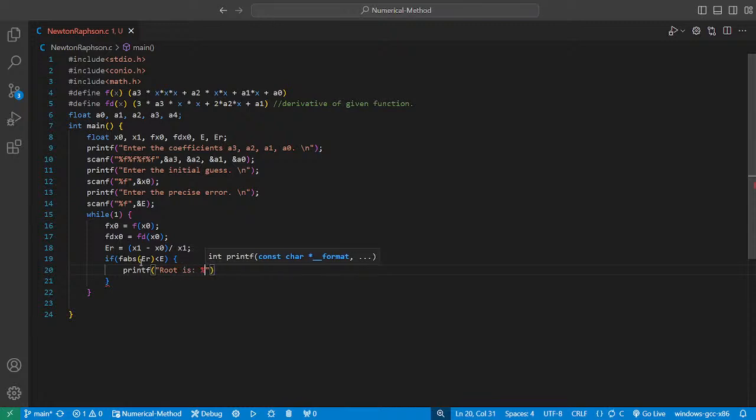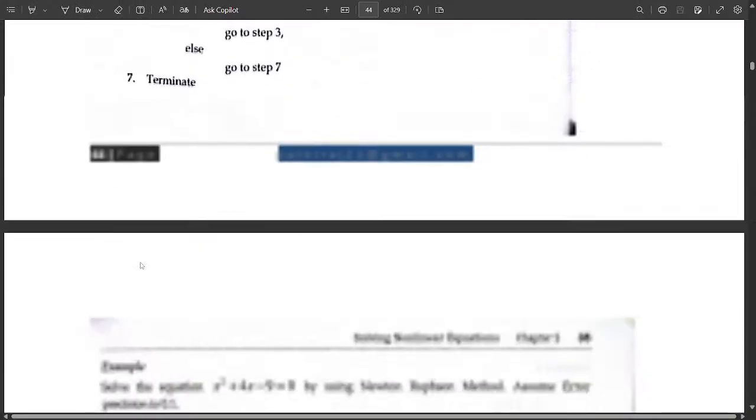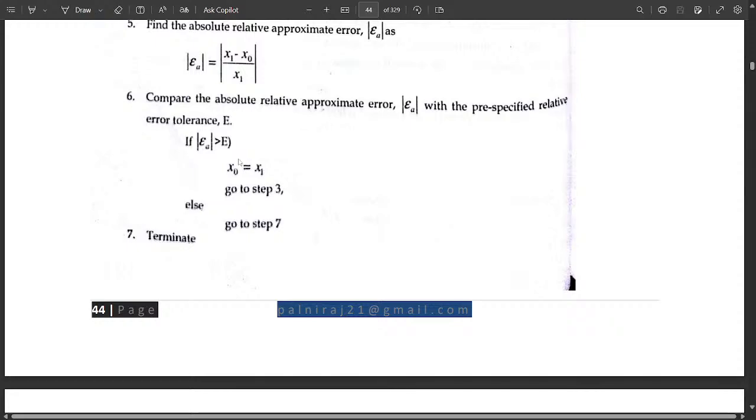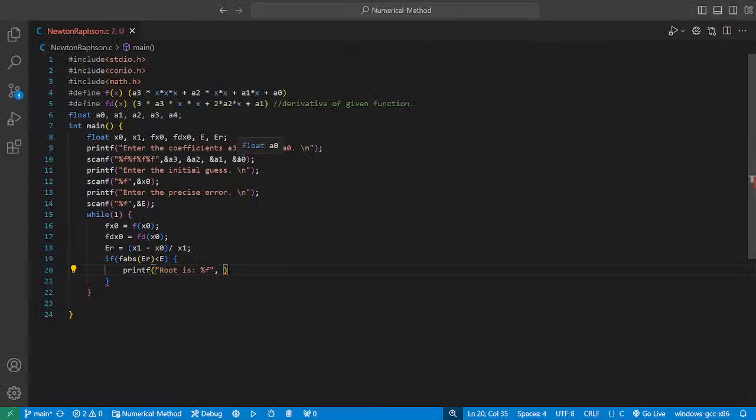Root is percentage f. And where is the root stored? X1 or X0? I just got confused. Okay, let's check here. I think the root is stored in X1. Okay, root is stored in X1. Okay, that's right. Perfect. Let's use break, since we are not ending this if, we are continuing here. So if it is less than error, the answer is automatically that.